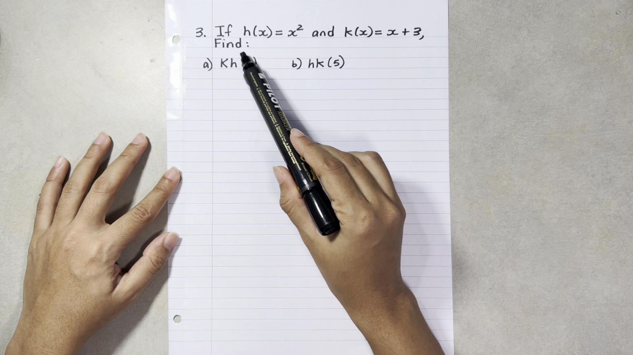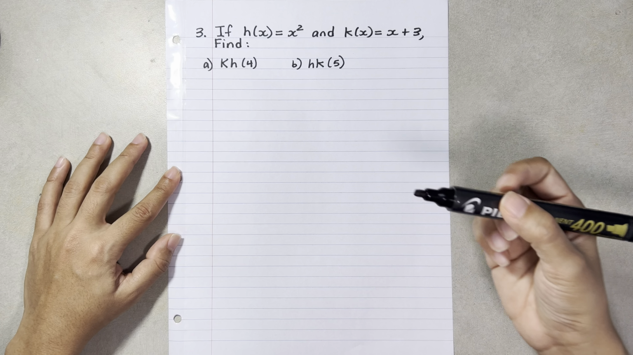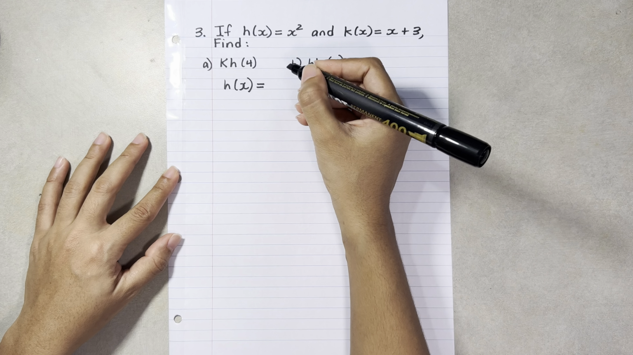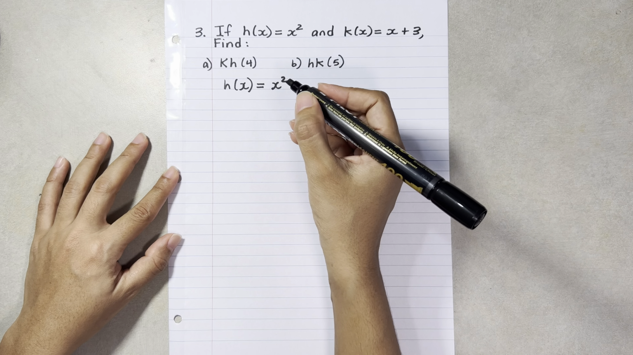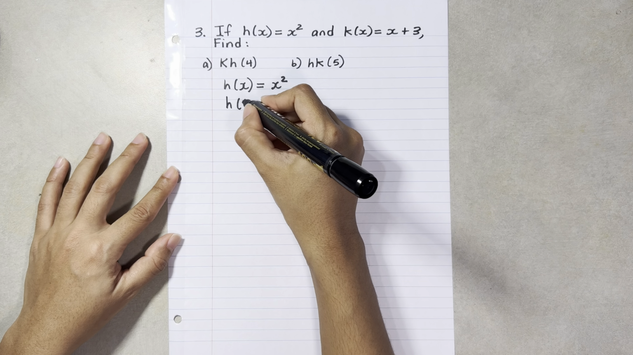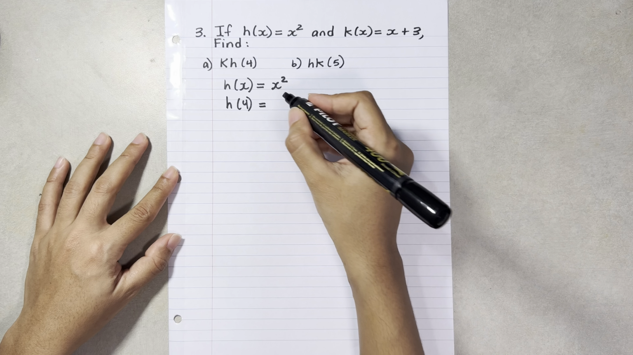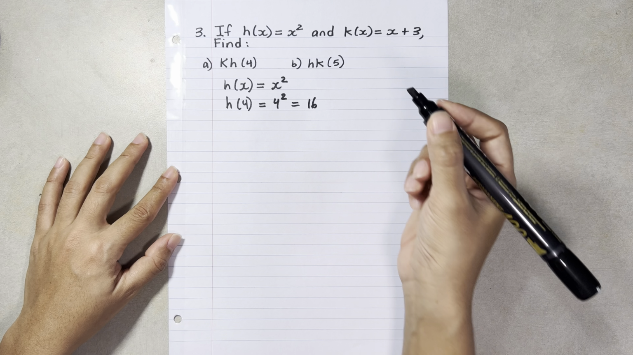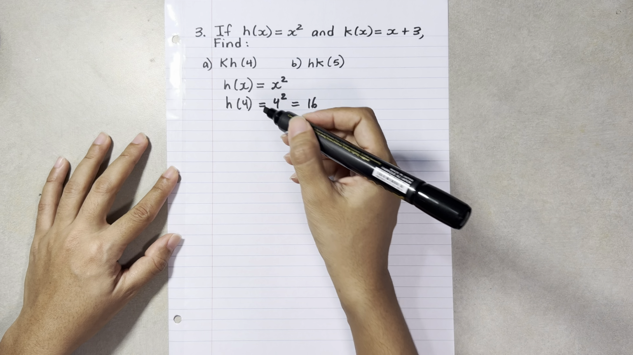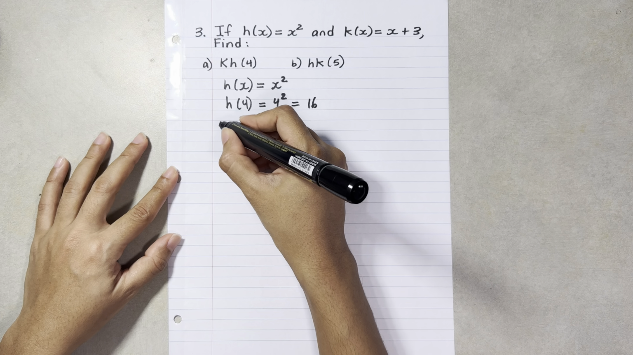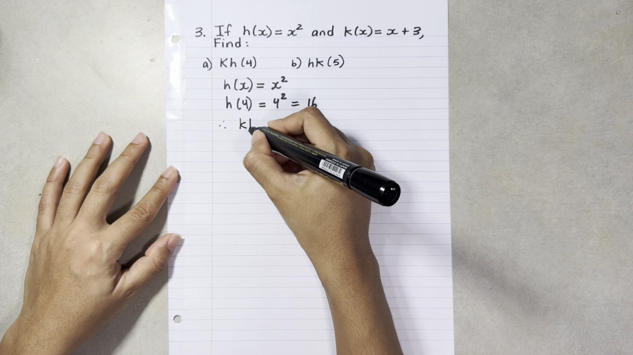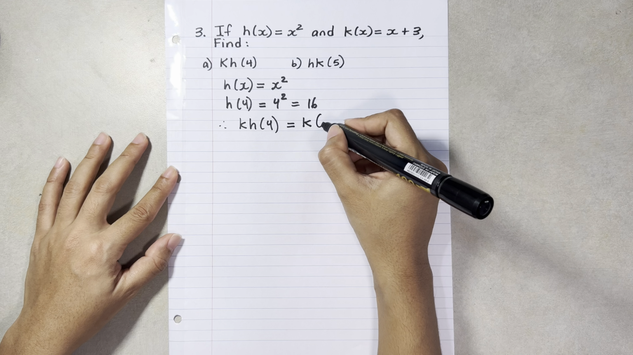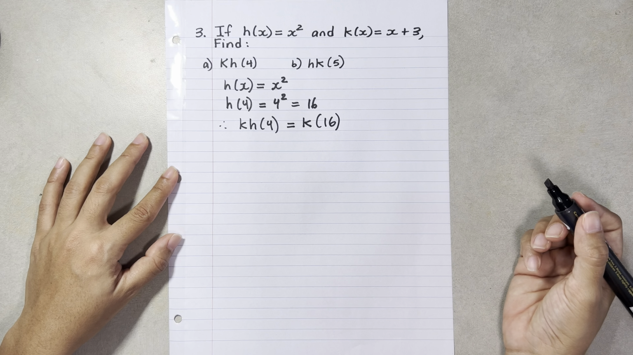So we need to find out what h of 4 is, which is quite simple. Since h of x is equal to x squared, h of 4 would be equal to 4 squared, which is equal to 16. So therefore, k of h of 4 is the same as finding out what k of 16 is going to be.